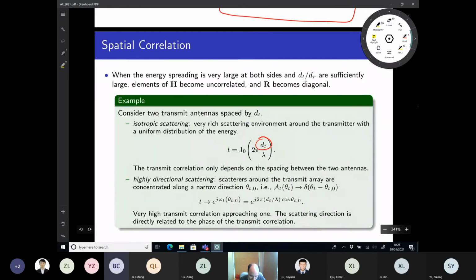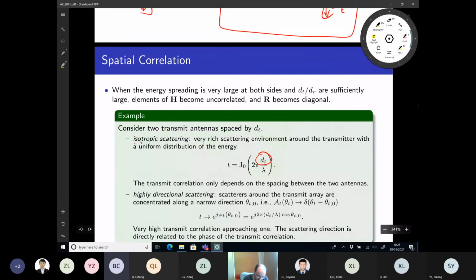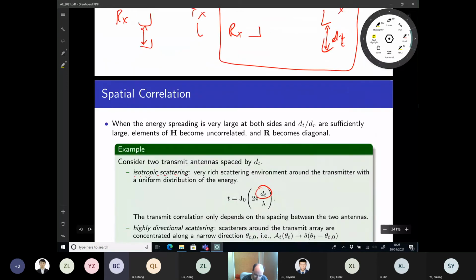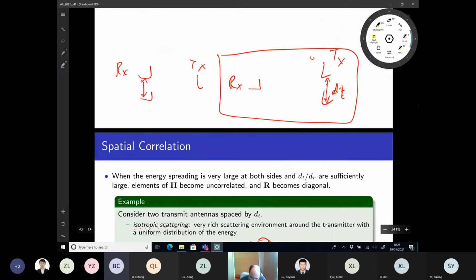So we're going to look at two scenarios. The first one is when I have a lot of scatterers, that is called isotropic scattering. So it means that I have a lot of those stars that I had earlier on. They're all everywhere around that array. And so that means that the wave that I receive at the receiver will travel through these scatterers and be reflected. And I'm going to have many of them, right?